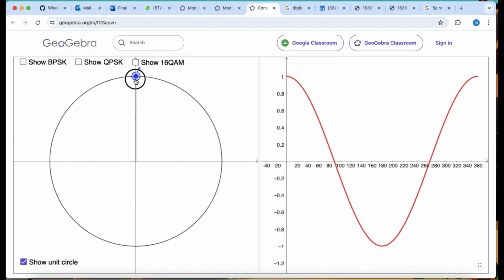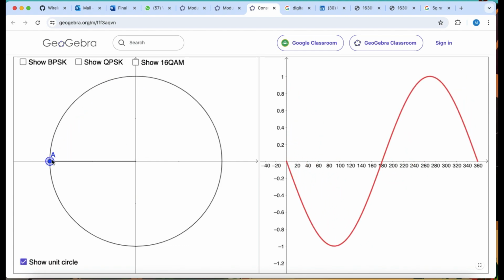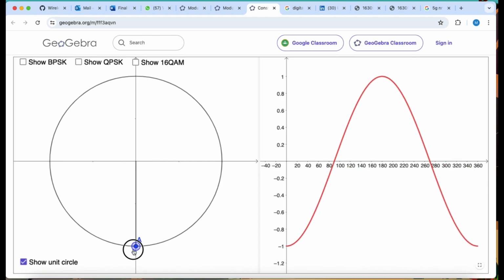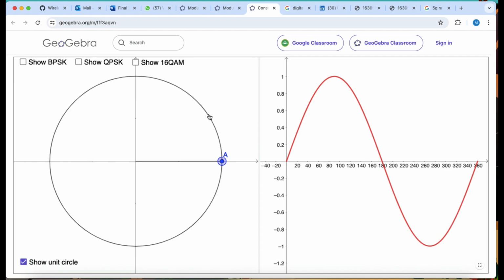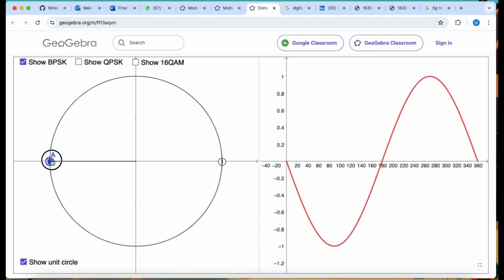Now, this is going to be 90 degrees. This is going to be 180. This is going to be 270. And this is going back to the original signal. So this is a unit circle that is defining 1. Now, when we were plotting BPSK, have a look at it. Either you can have 0 degrees or you can have 180 degrees. This is what we were seeing when we were looking at BPSK.